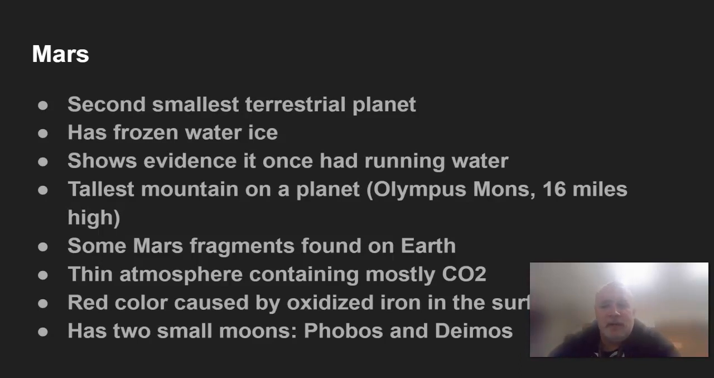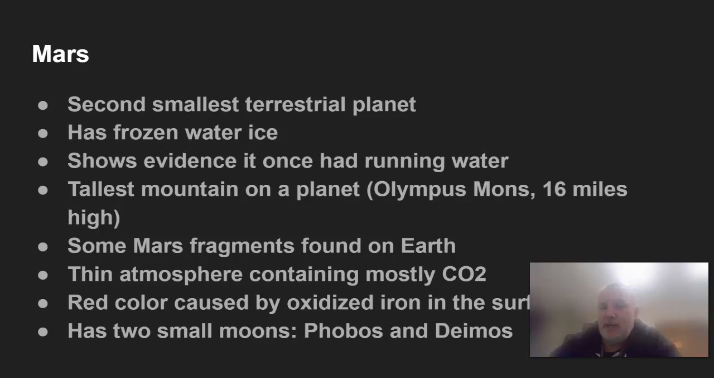The tallest mountain is called Olympus Mons. It is about 16 miles tall, and it is the tallest mountain in the solar system. Some fragments from Mars have been found on Earth, so there is some Mars material on our planet. It has a very, very thin atmosphere containing mostly CO2.